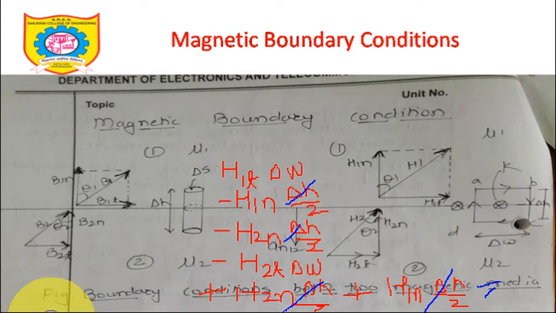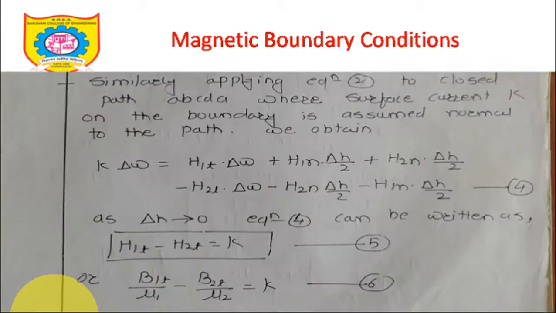So let's go back to the derivation once again and try to solve it here. K into delta w. Why delta w have we taken? Because this is the surface carrying current in the direction of width. So delta w is the width that we consider. So K delta w is equal to H1t delta w, and H1n and all these things get cancelled, and I am left with only this. So H1n delta h by 2, H1n delta h by 2, H2n delta h by 2, H2n delta h by 2 get cancelled, and I am left with K delta w equal to H1t delta w minus H2t delta w. Now if I assume delta h tends to 0, equation 4 can be written as H1t minus H2t, delta w can be cancelled from both sides, and I am left with K.